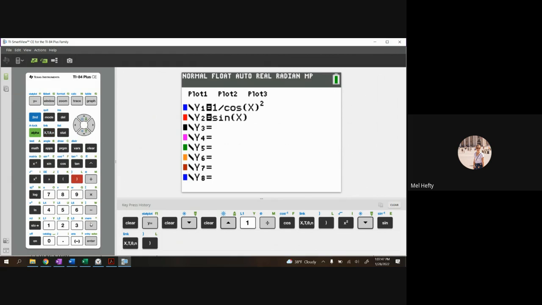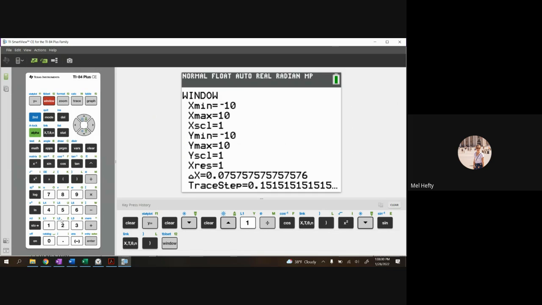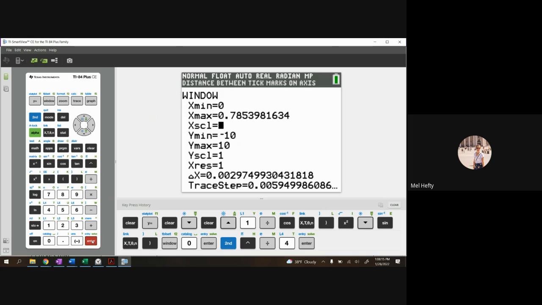I've got that. Now, I'm going to go back to my paper, and I see x equals 0 to x equals pi over 4. That sounds like a window change to me, so I'm going to try to restrict the window of this graph so I can only see that part. That's my x min and my x max. For pi, if you haven't used it before, it's over the power button, but it's blue, so I'm going to press second first and do pi divided by 4, and it'll calculate it for you.